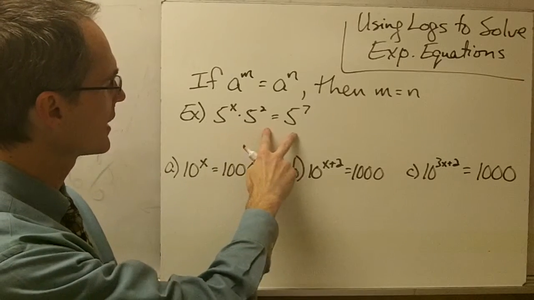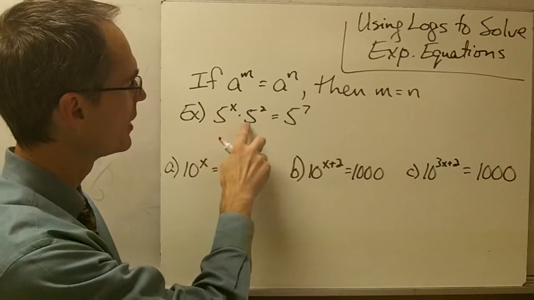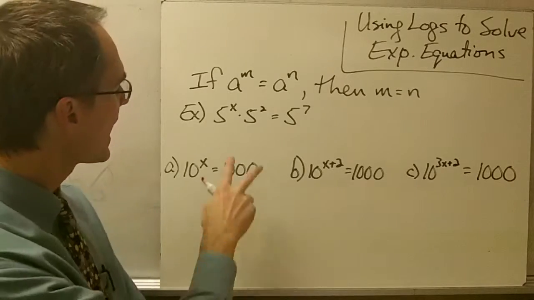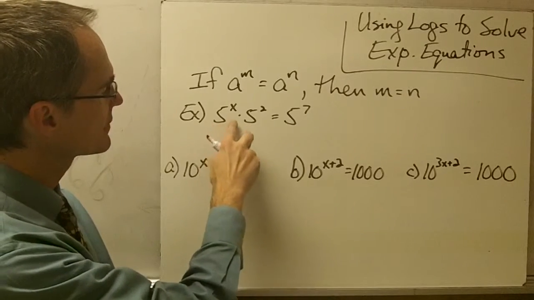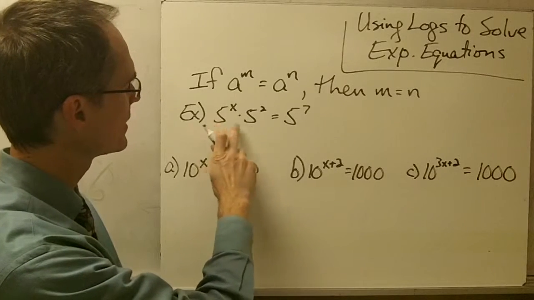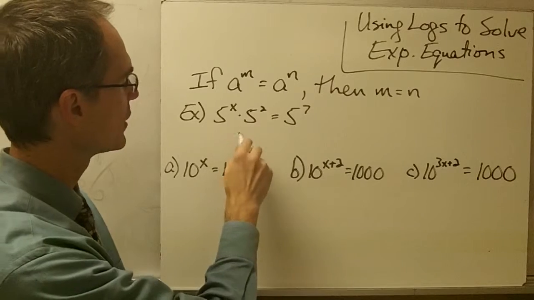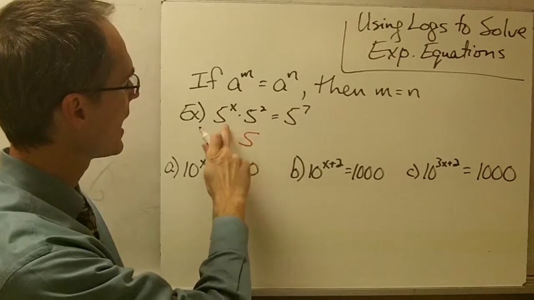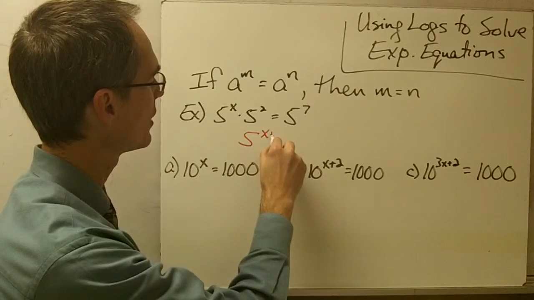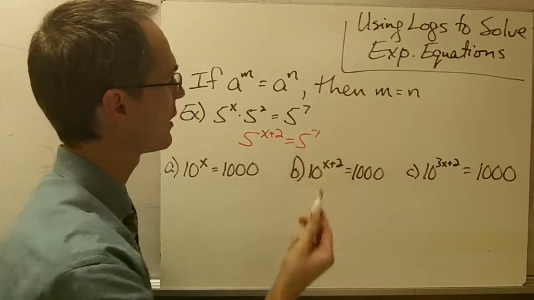Like, for example, this right here. I've got 5 to the x times 5 squared equals 5 to the 7. Well, my base here for each one of these expressions is 5. And in fact, this 5 to the x times 5 squared, I can rewrite using just one base because I can use my rule that says if I'm multiplying two numbers together that have the same base, I write down the base and I just add the exponents. So that would be 5 to the power of x plus 2 equals 5 to the power of 7.